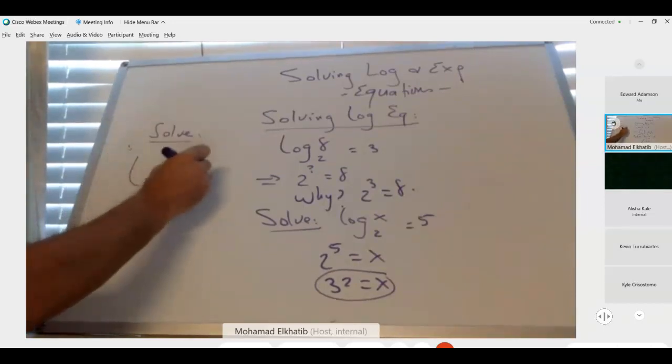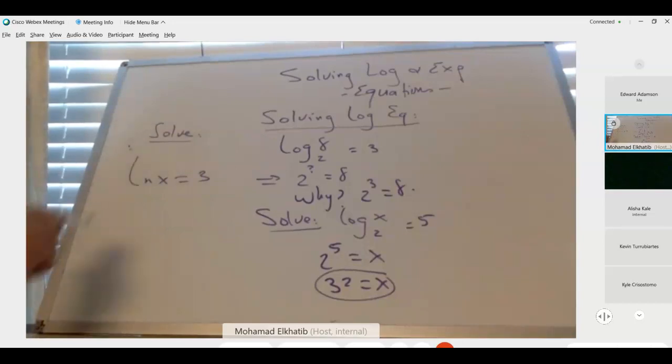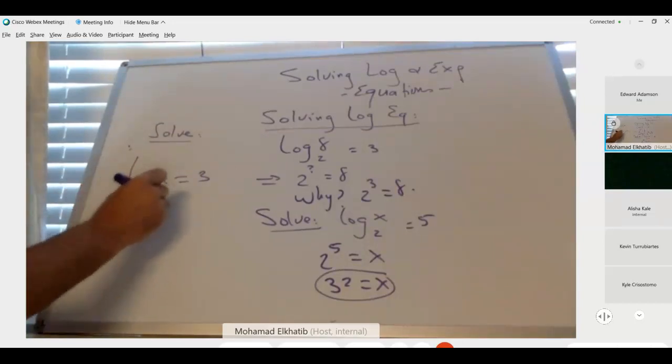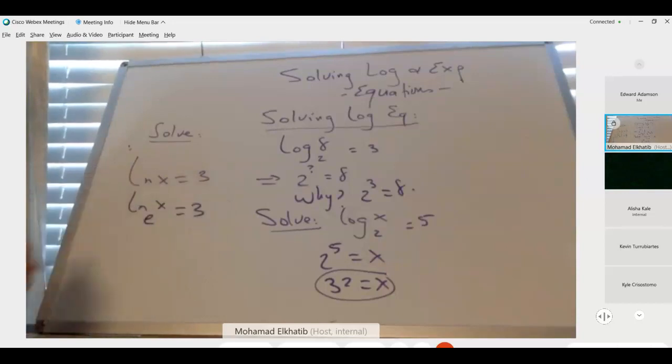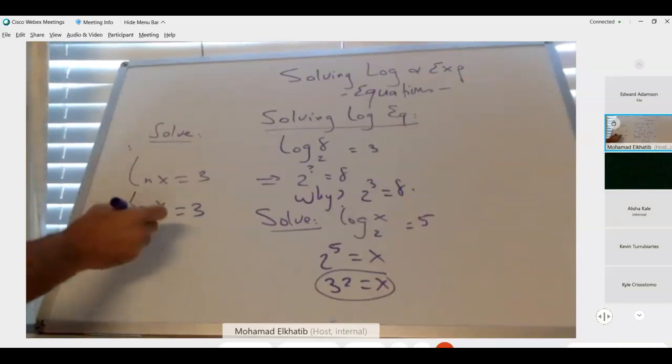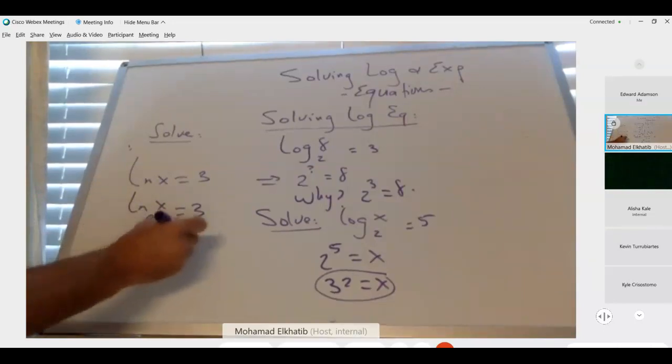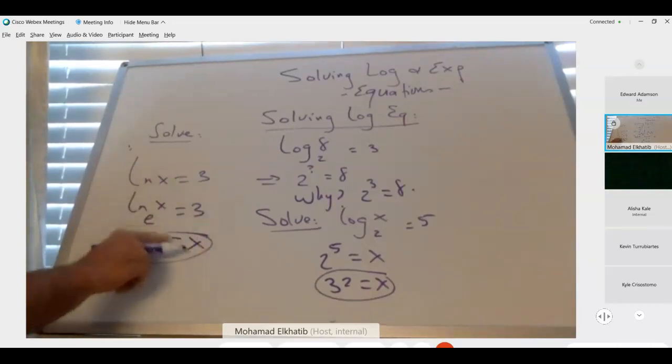Or let's say I want to solve ln x equals 3. You don't see the base here, but you know the natural log has a base e. We talked about that last month. So you use the definition of log, which says what? e to the power 3 equals x. And that will solve it for you.